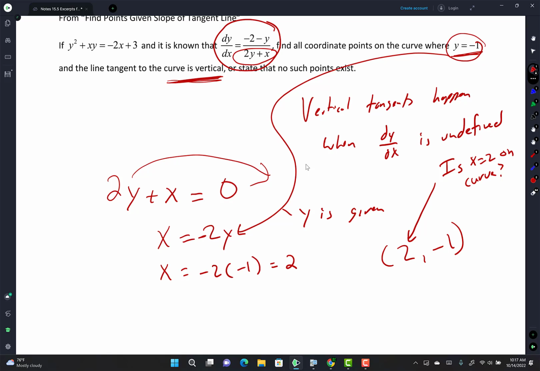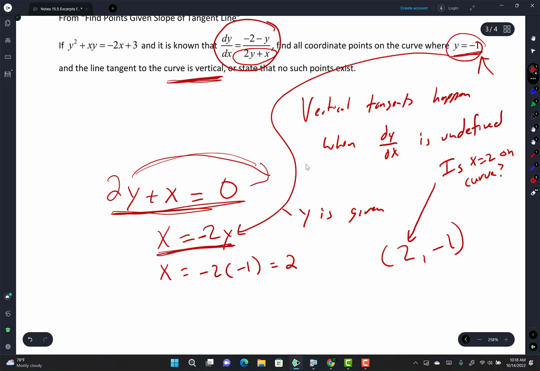Are we still cool? Then I got x by itself. So I moved the 2y to the right. So I said x equals negative 2y. Yes or no? They gave me a y value. They told me find all coordinate points on the curve where y is negative 1. Remember, they told me that y value, negative 1. And for this slope to be undefined, this expression has to be true. Yes? Okay, I plug in the negative 1 in there, and this is telling me that I have an undefined slope if my x value is 2.